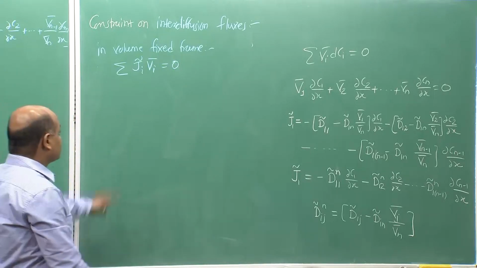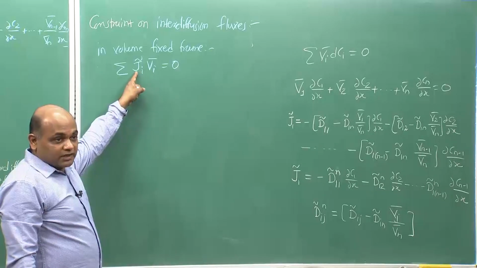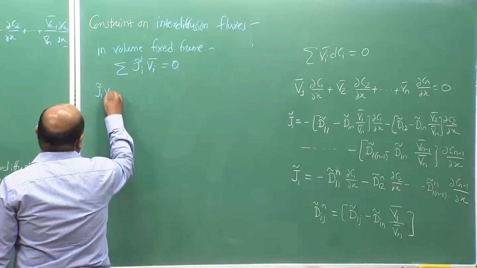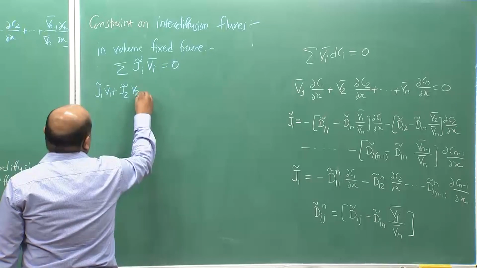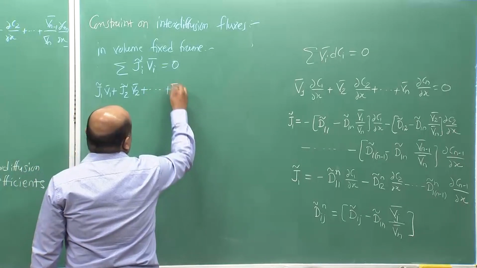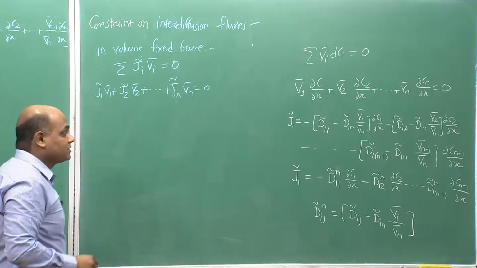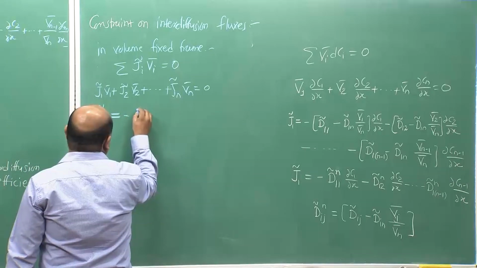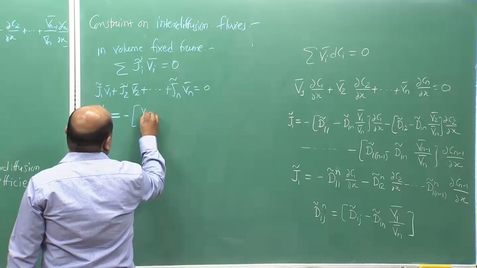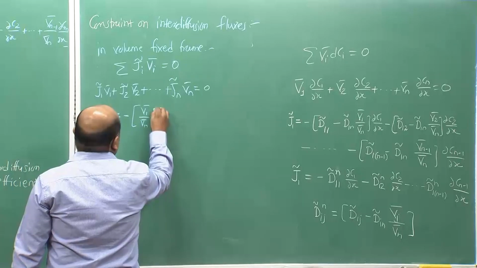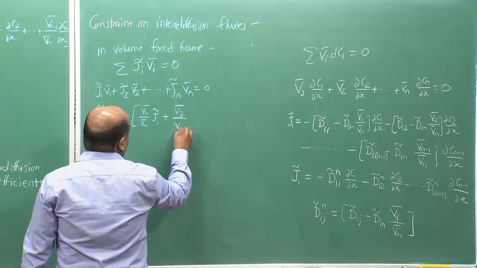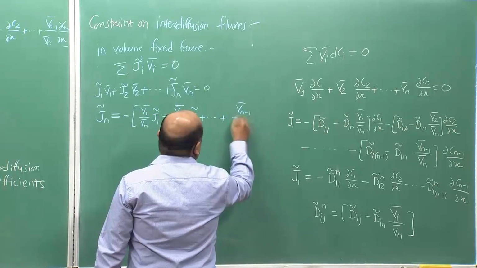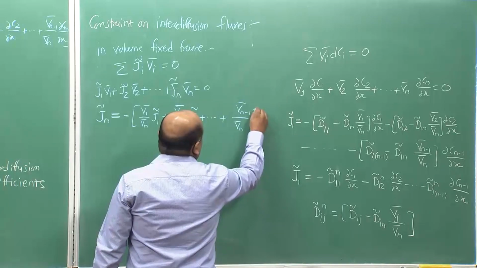Remember, our fluxes here are expressed in the unit of moles per centimeter square or meter square per second. So, we can write J_1 tilde V_1 bar plus J_2 tilde V_2 bar and so on plus J_n tilde V_n bar should be equal to 0, which means J_n tilde is given as minus V_1 bar over V_n bar J_1 tilde plus V_2 bar over V_n bar J_2 tilde and so on, V_(n-1) bar over V_n bar J_(n-1) tilde.